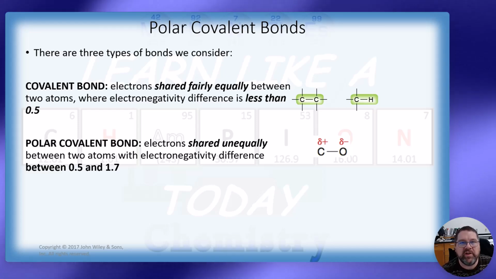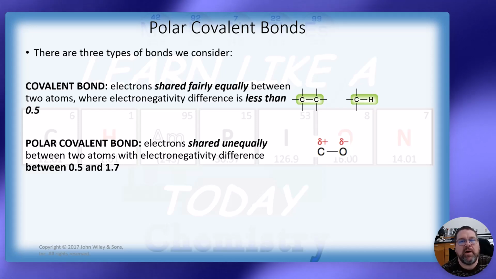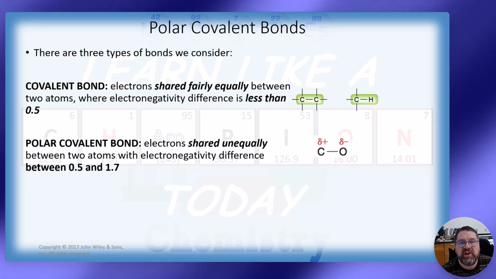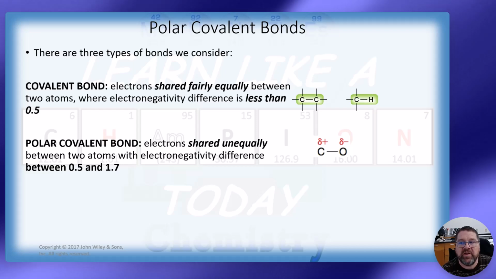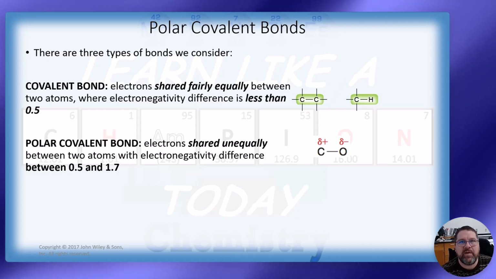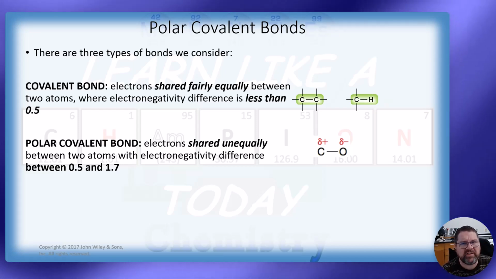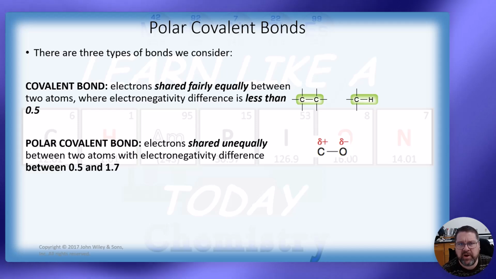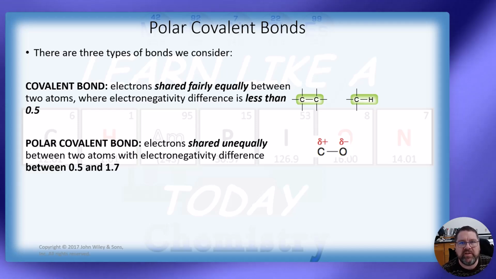The lowercase Greek letter delta is what we use to refer to the partiality of the positive or the negative charge. And these are not the same as a full positive charge like we might see on a sodium ion, or a full negative charge that we might see on a chloride ion.